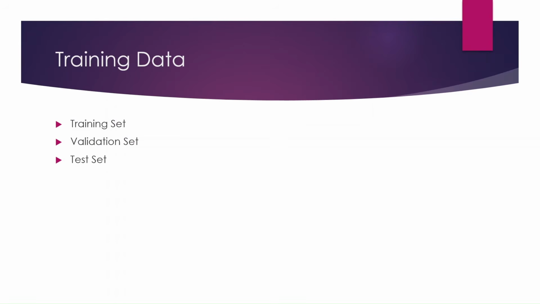The last one is test set. It is an independent subset of the data, but this is only used after the model has been completely trained and tuned. It is used after the training. It is used to evaluate the model's final performance on unseen data. All right, it tells how the model would perform in real world applications. So we have three sets: training set, validation set, and test set, which are basically created from the overall data that we have.